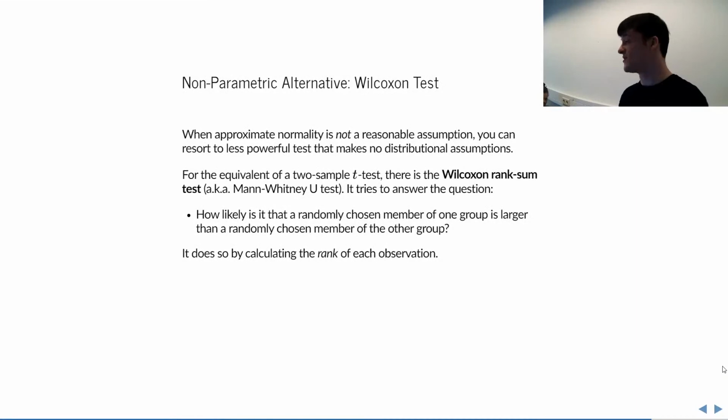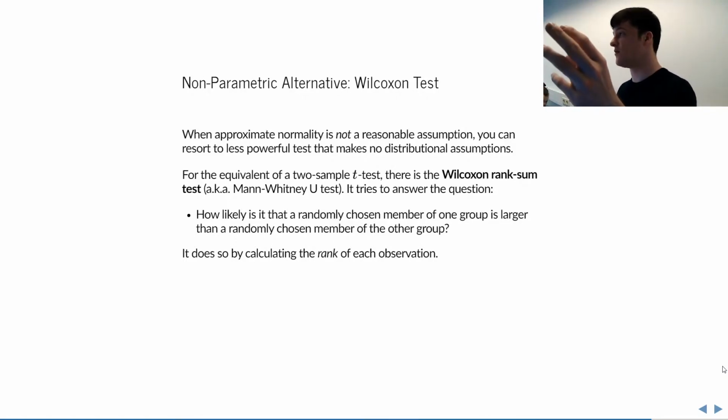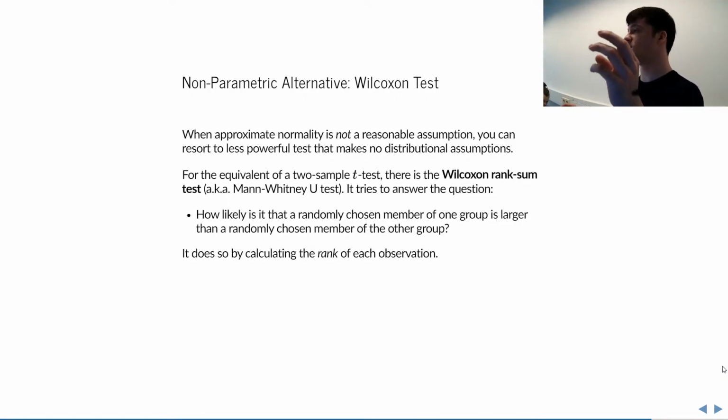Okay, but when it doesn't, you can use the non-parametric alternatives. This is called the Wilcoxon rank sum test, also known as the Mann-Whitney U test. It's the same thing, just discovered by multiple people around the same time. It tries to answer the question how likely it is that a randomly chosen member from one group is greater, in whatever value you're measuring, than a randomly chosen person from the other group. So on average, what is the chance that a person from group A is greater than a person from group B? Now, the way that works is by calculating the ranks.